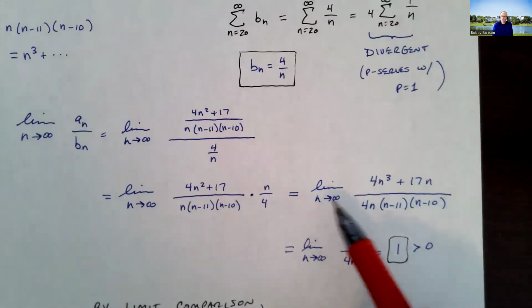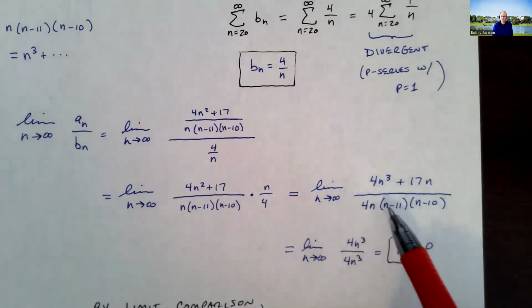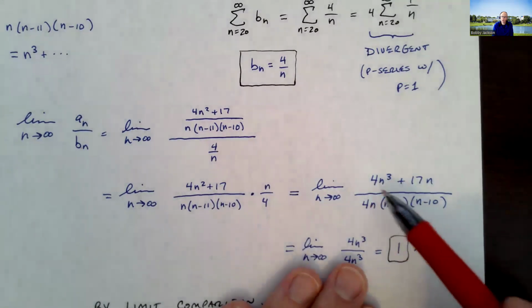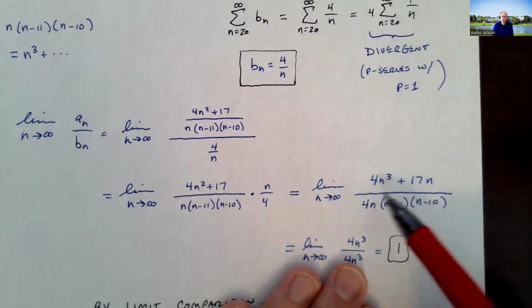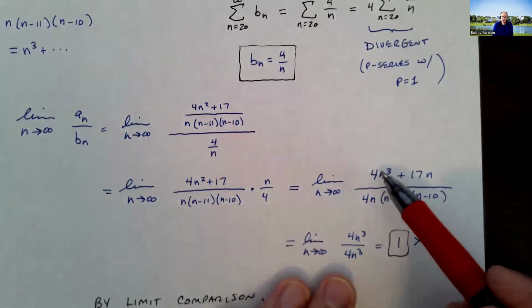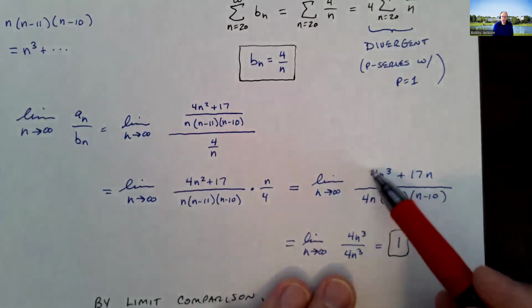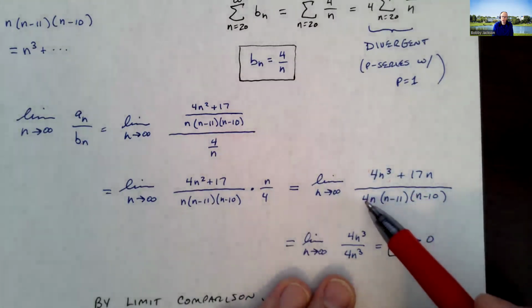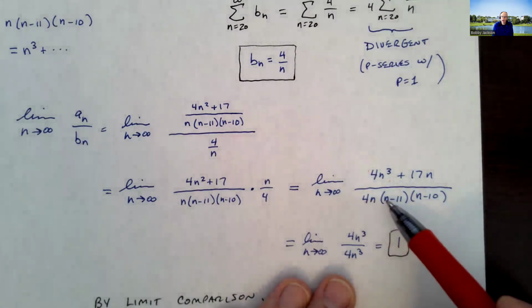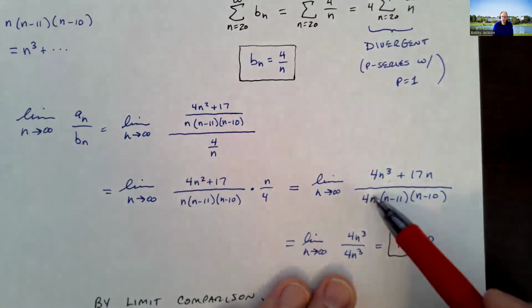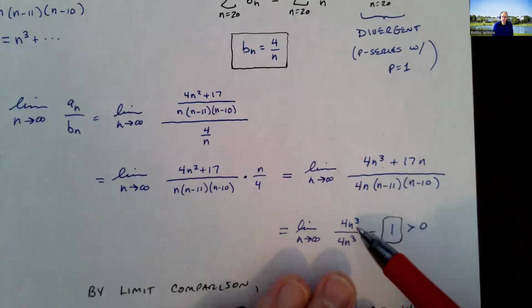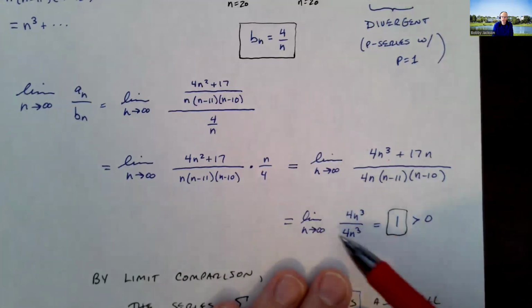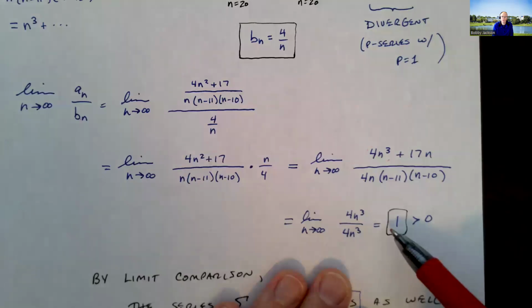Well, what's the limit as n goes to infinity of this? Well, you can use L'Hopital's rule 3 times, expanding all this out and everything. Or if you just realize the highest degree term is 4n cubed, and what's the highest degree term going to be here? 4n cubed again, right? Because I'll have n times n is n squared times the 4n. So basically for large values of n, it looks exactly like this, and the limit of that, of course, is going to be equal to 1.